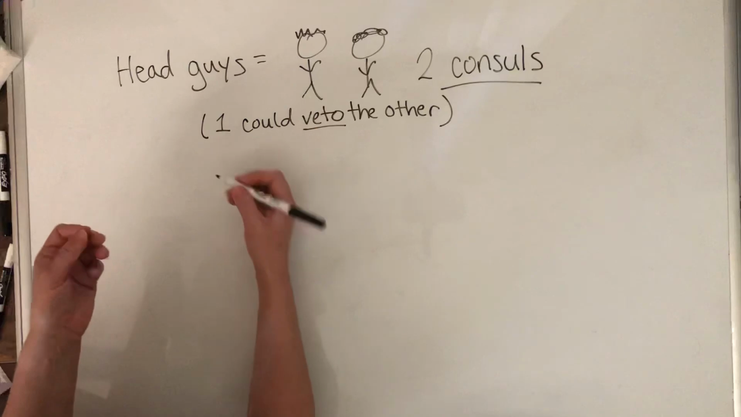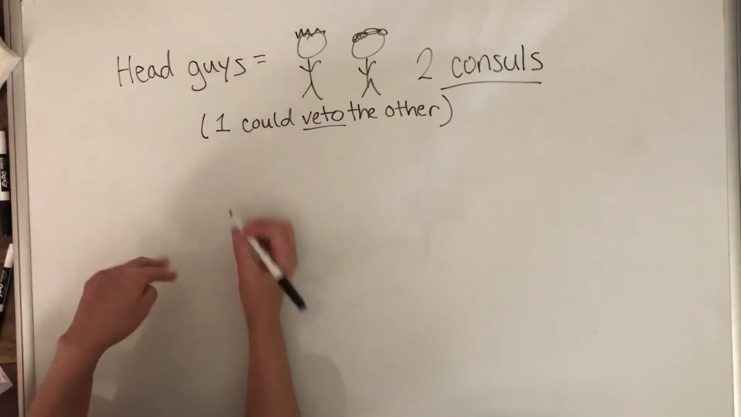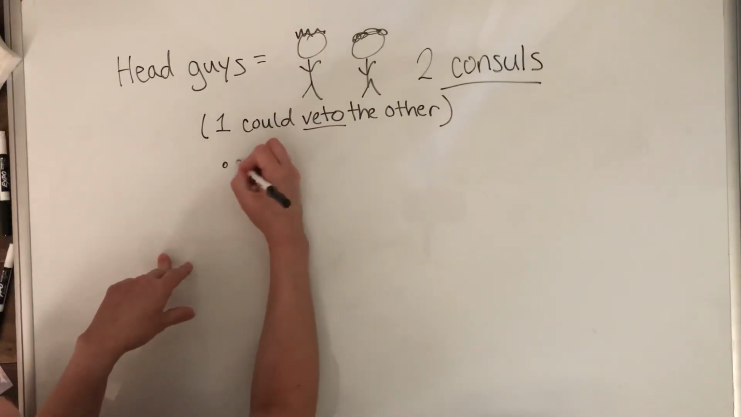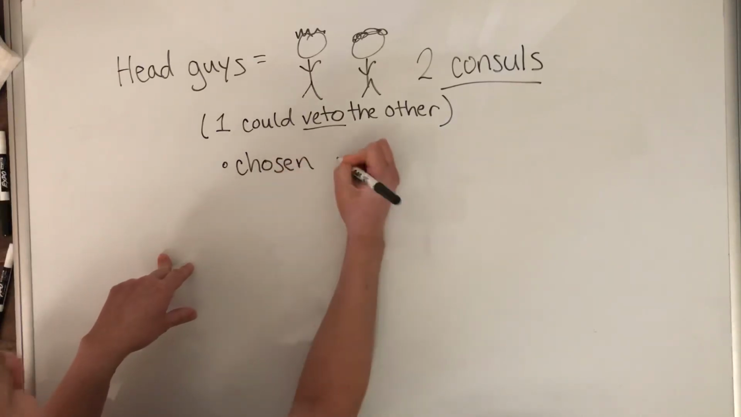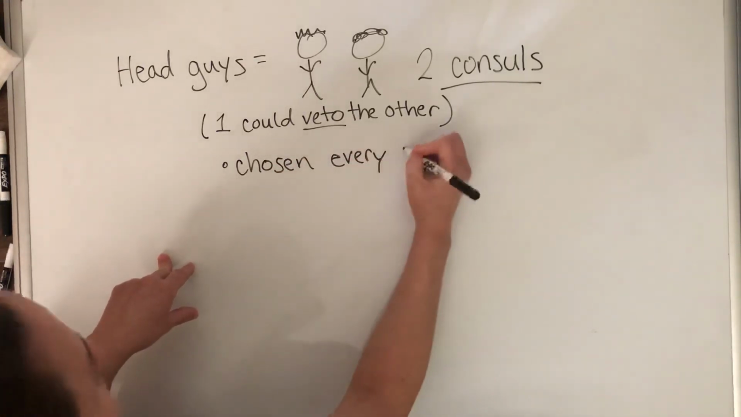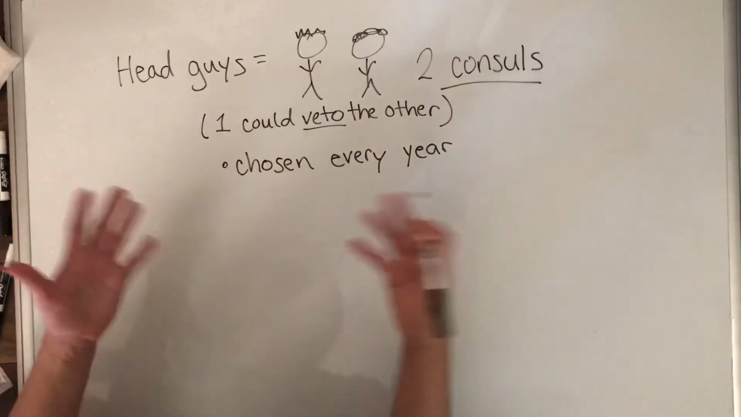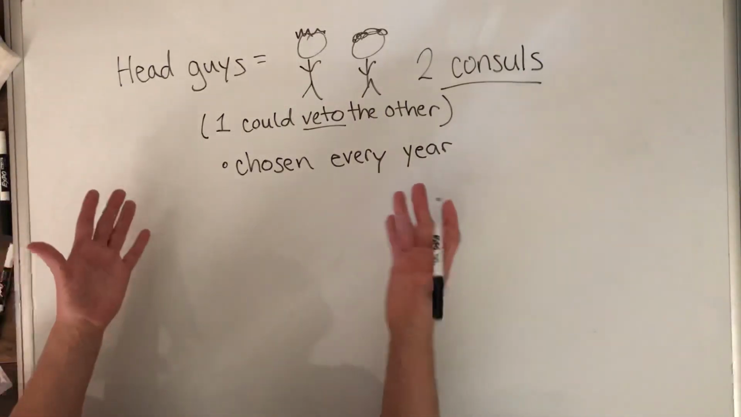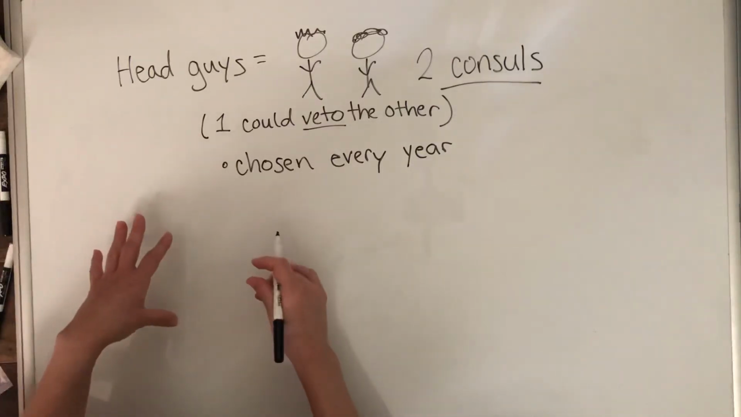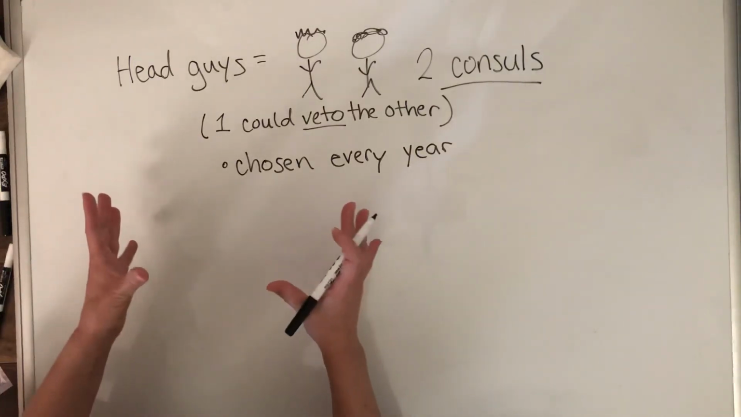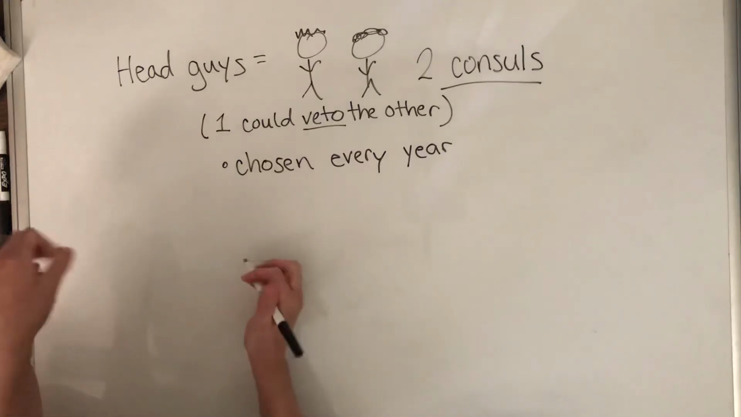Unlike a president, the consuls, the 2 consuls, are chosen every year. And this is very strategic because they didn't want anyone to get too much power. So if you were the head for a long time, you had a lot of power. But these people were chosen every year, different people. And they said they couldn't serve again for 10 years. Now later that got changed.